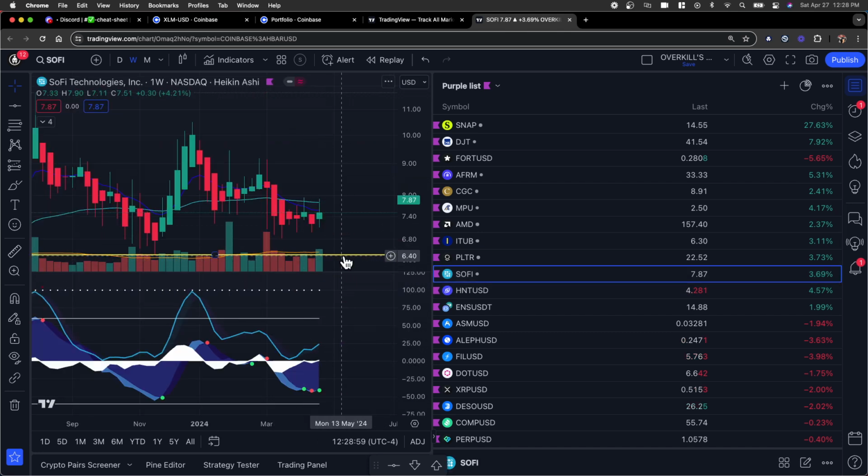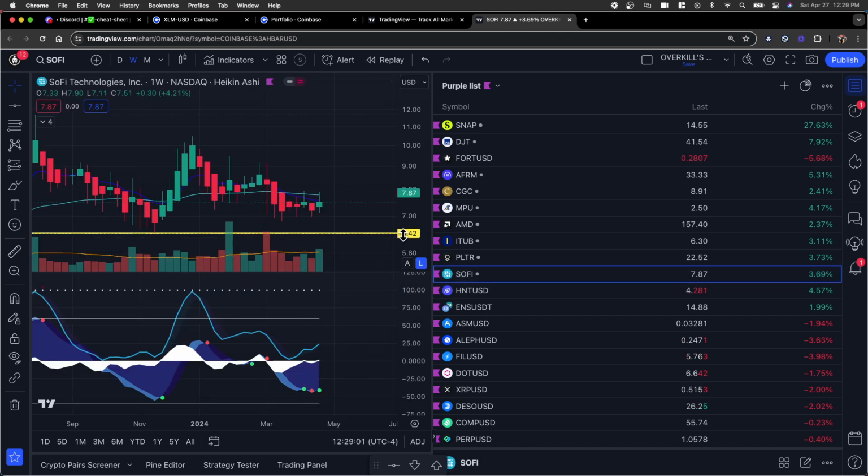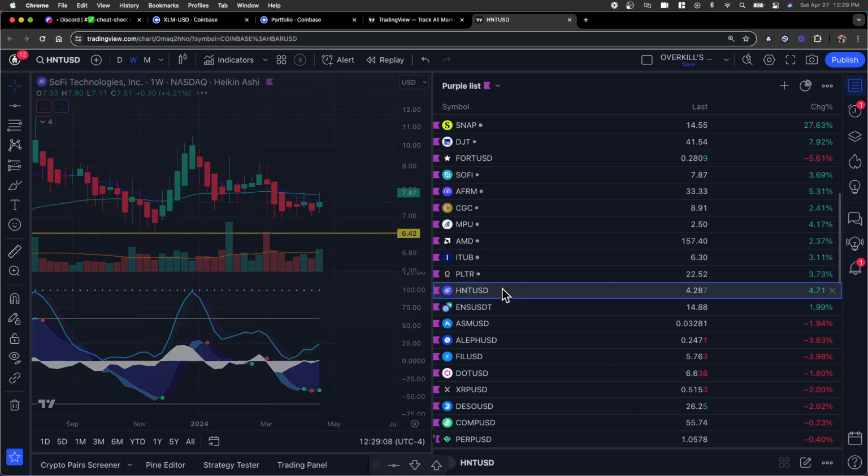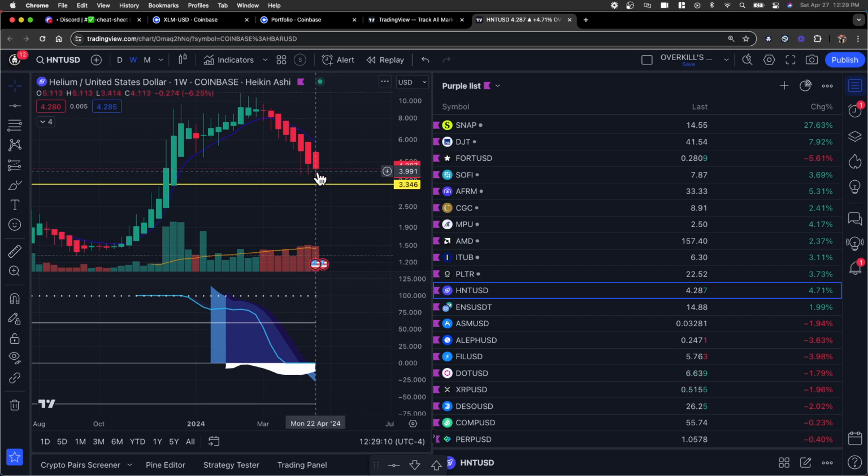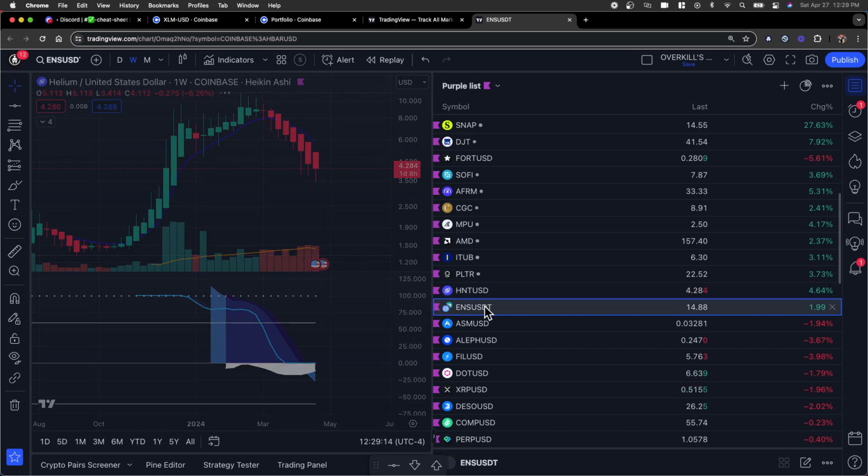SoFi got a green dot this week. This one's still looking good. Stop loss is still 642 down there. I'm still a buyer of SoFi this week, too. I'm going to move that one up to number 4. Let's look at HNT, still dropping here. Okay, we're getting a little bit of wick action. Again, waiting on that green dot confirmation.